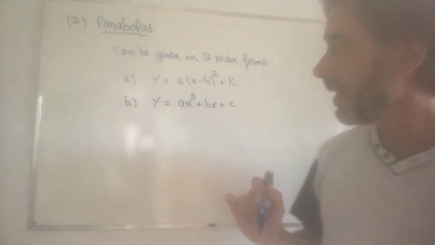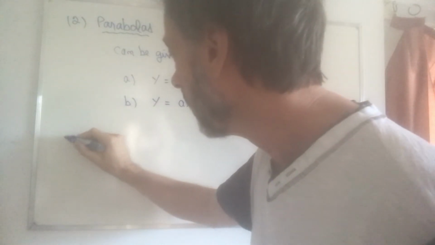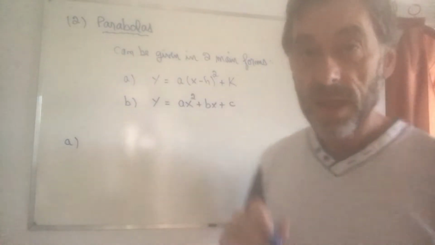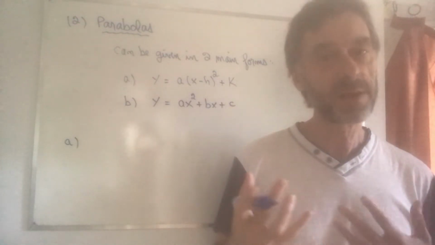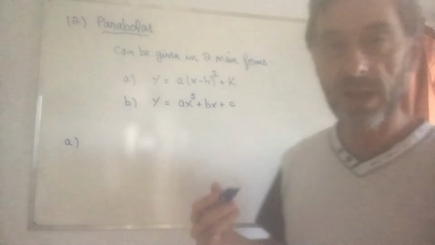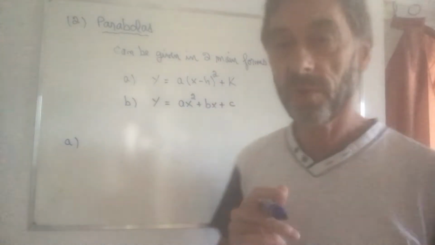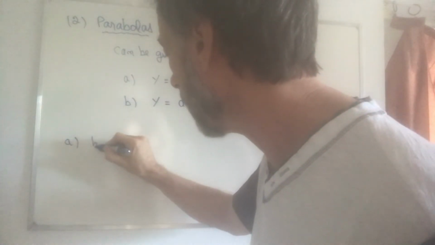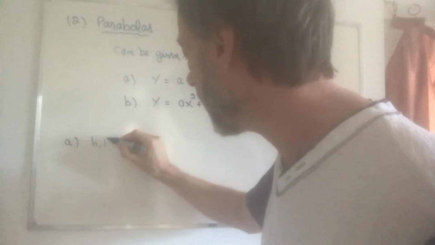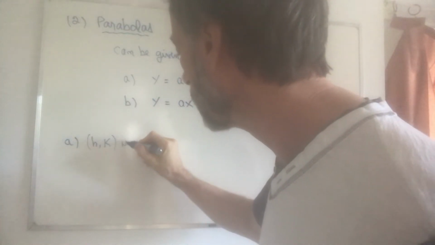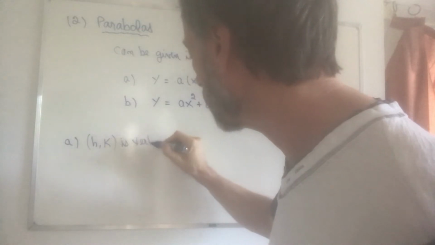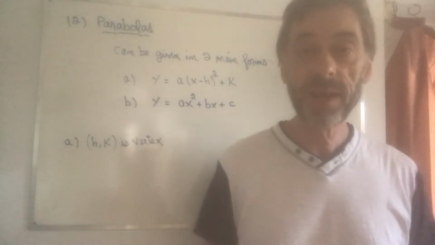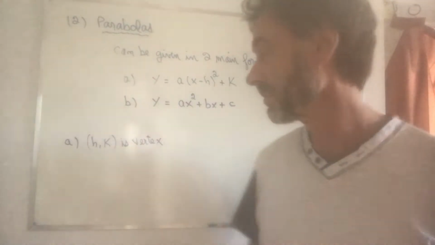If we are given the parabola in the first form, we have some information about it that is actually very potent to help us sketch the graph. In other words, if you remember, (h, k) is the vertex of the parabola. So if we are given the first form, then (h, k) is the vertex of the parabola, which is nice because it already gives us a pretty important point on this.